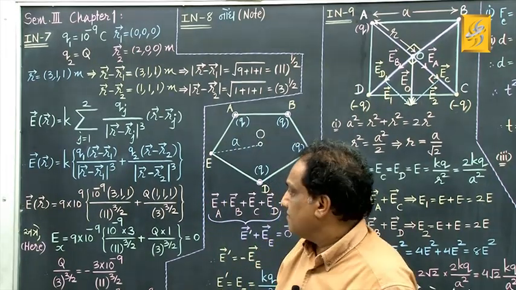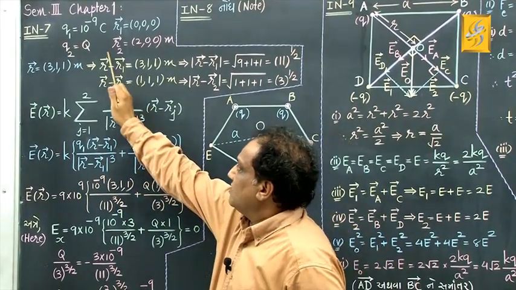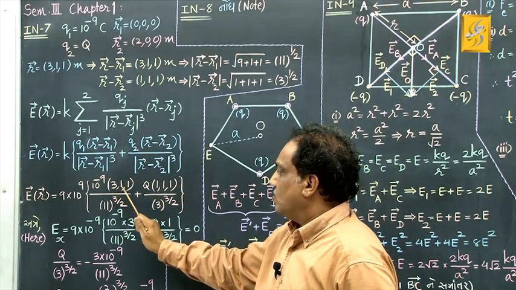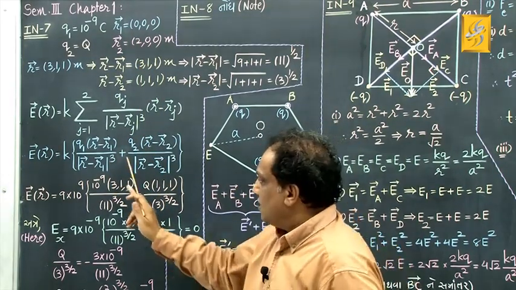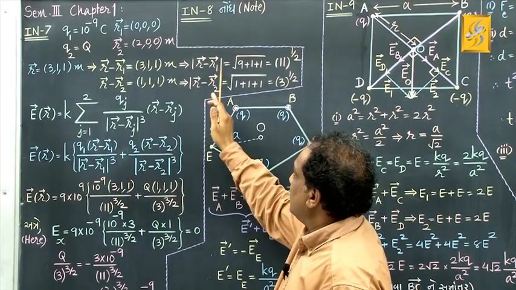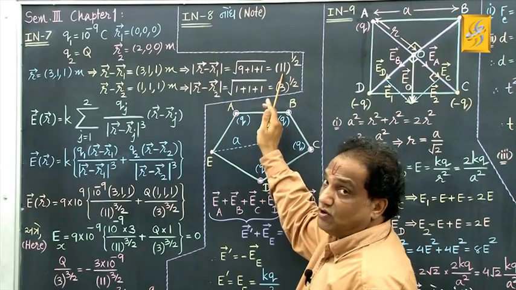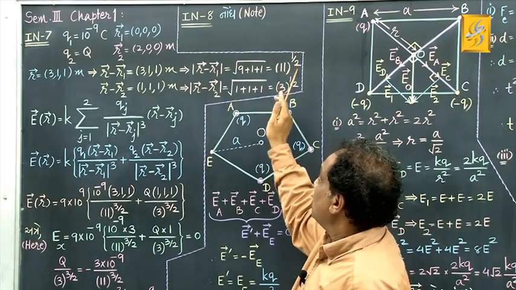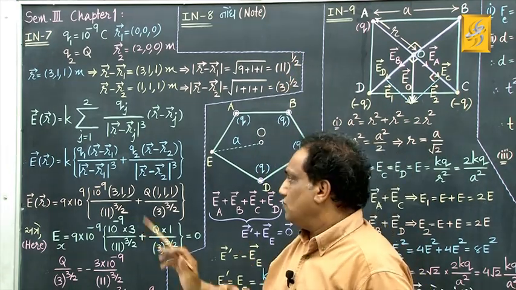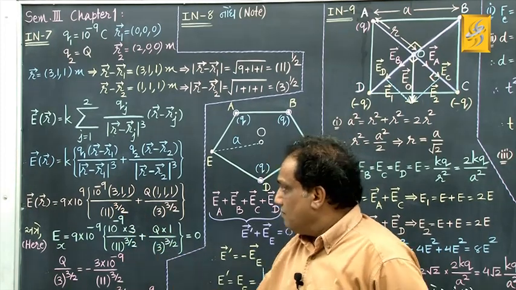Got it? Fine. Now what about vector r minus vector r1? Vector r minus vector r1 is (3, 1, 1), divided by the cube of its modulus. Come on, the cube of this will be the cube of this. When you take the cube on both sides, 11 raised to 1 by 2 whole raised to 3 is 11 raised to 3 by 2. I am writing here 11 raised to 3 by 2, correct?